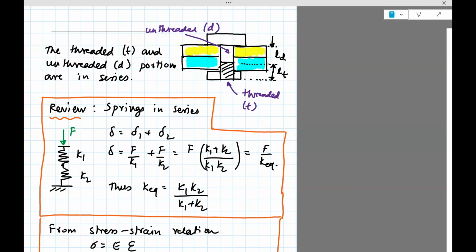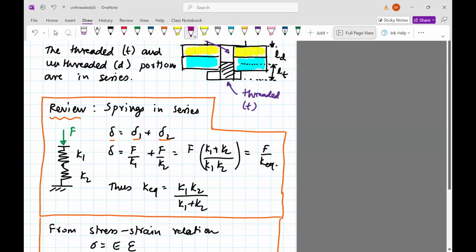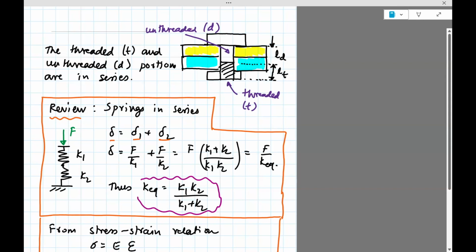This is a quick derivation. When springs are in series, the same force is applied to both springs. However, the deflections add up. So the net deflection is delta 1 plus delta 2, the deflections of those springs. Delta 1 is F divided by K1, and delta 2 is F divided by K2. Because the forces are the same, you can do some math and simplify this, and the equivalent stiffness for springs in series is K1 K2 divided by K1 plus K2.